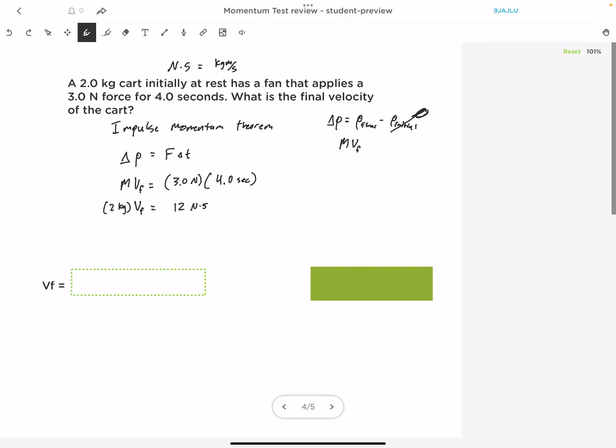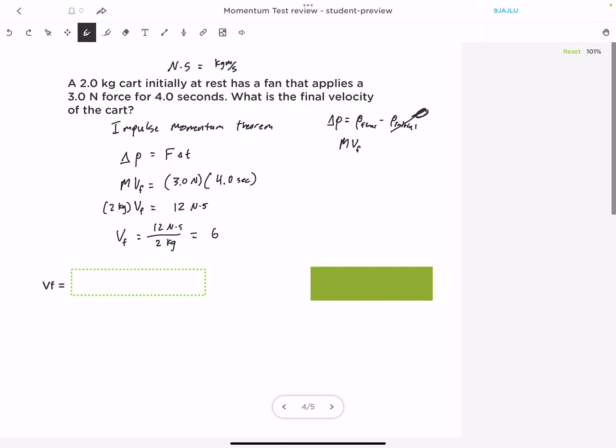So we know here that the final velocity, I'm going to divide both sides of the equation by 2 kilograms. So 12 Newton seconds divided by 2 kilograms. As long as you have the final unit correct, we know that velocities are measured in meters per second.